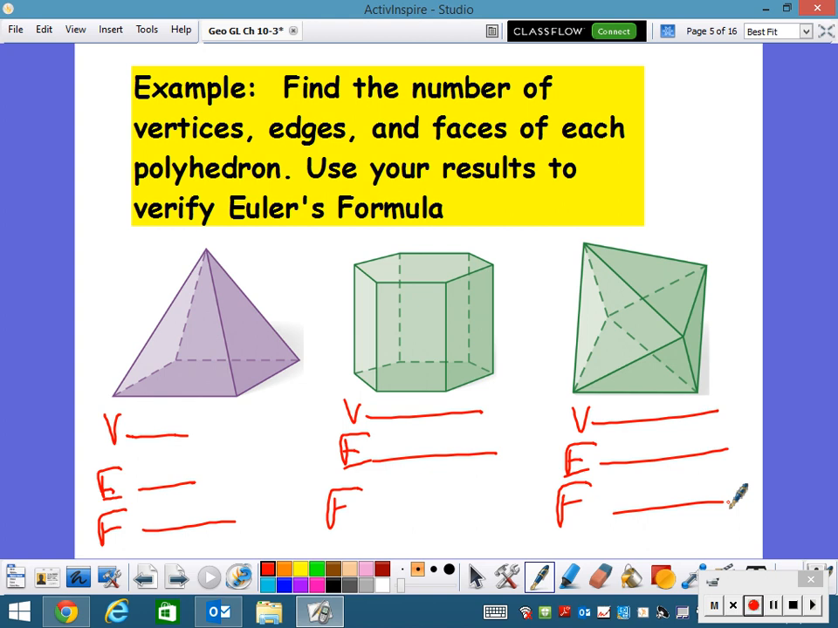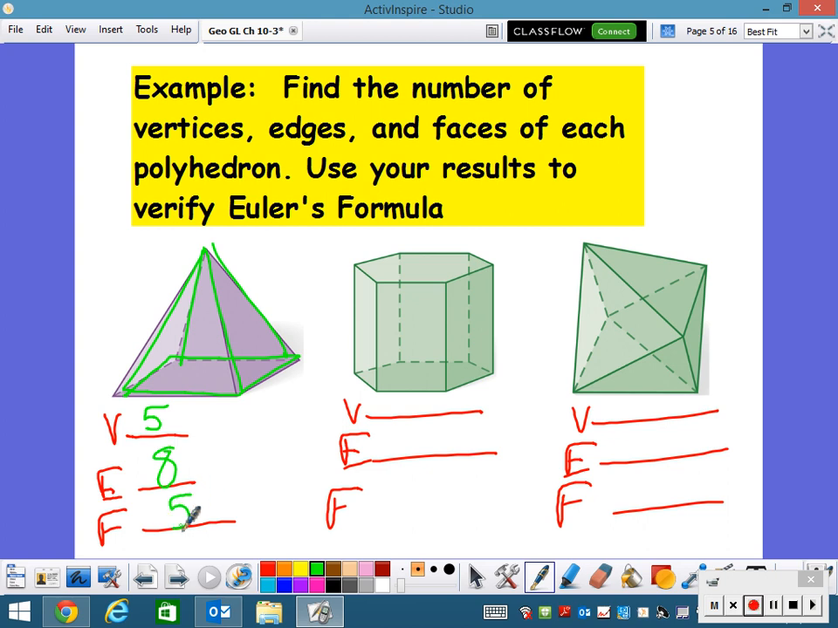Okay, people in this column, what did we get for the purple pyramid? How many vertices? 5. How many edges? 8. Yeah, 1, 2, 3, 4, 5, 6, 7, 8. How many faces? 5.